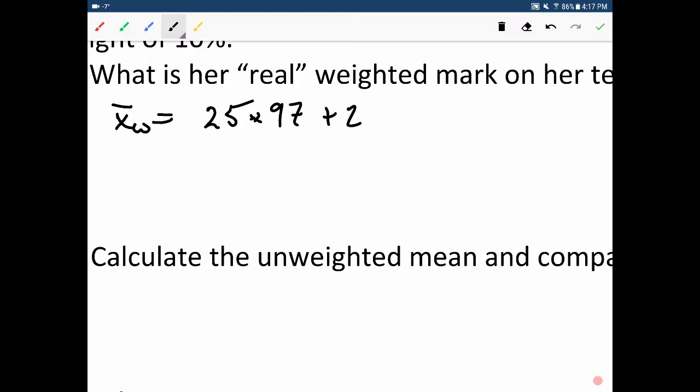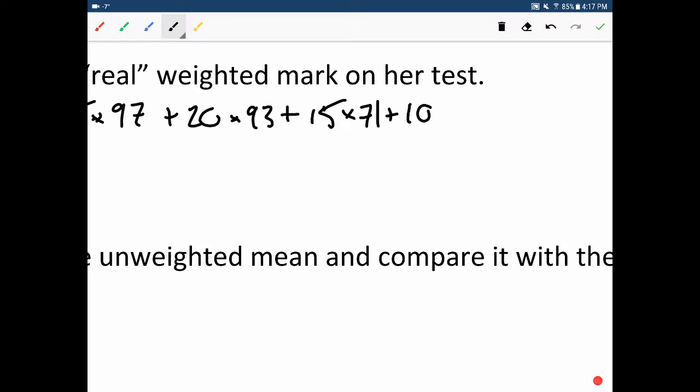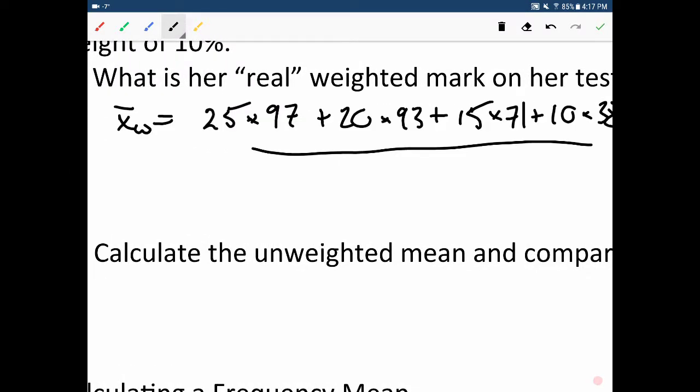So plus 20 times 93 plus 15 times 71 plus 10 times 38. And then we divide the whole thing by 25 plus 20 plus 15 plus 10.